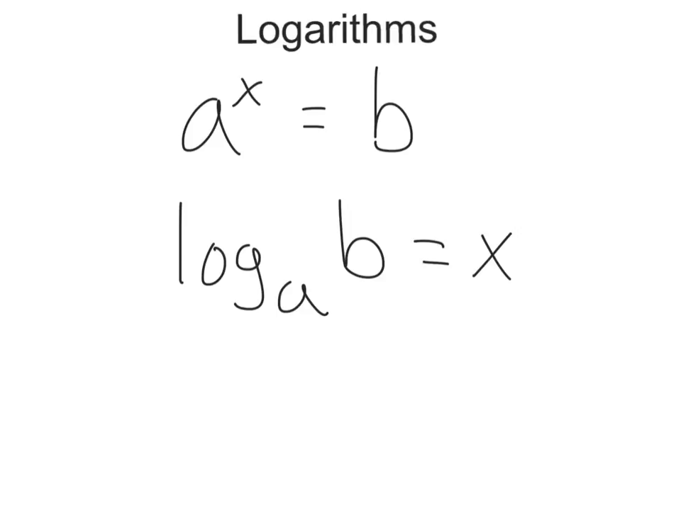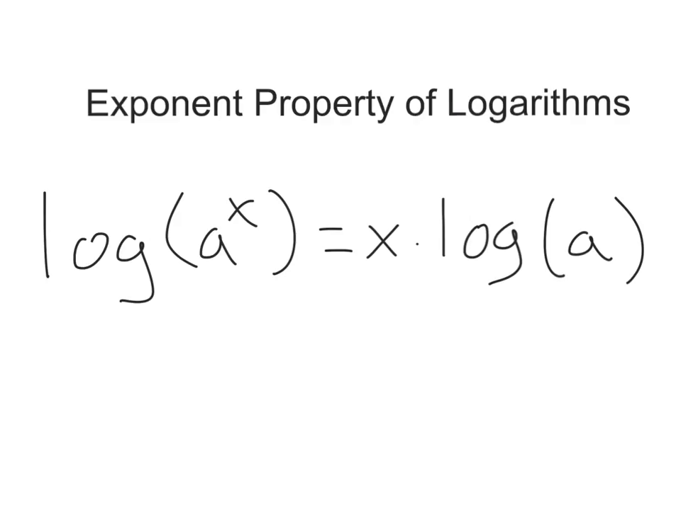So this is a big topic. You can read more about it online. But for now, we're going to use a very specific property of logs, the exponent property of logarithms. This property basically says if you take the logarithm of something being raised to a power, that power can actually come down in front of the logarithm and become multiplied by the logarithm. So again, this is how we're going to use logs to get variables out of the exponent.